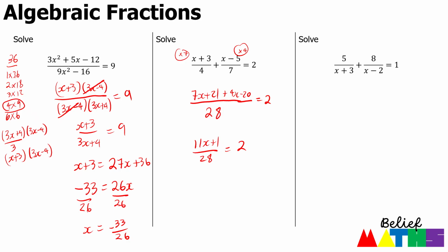We bring our 28 across and we get 11x plus 1 is equal to 56. You get 11x, take away 1 gives you 55, and we can divide both sides by 11, and that gives us a nice simple answer of x equals 5.